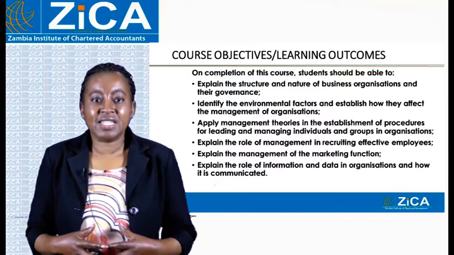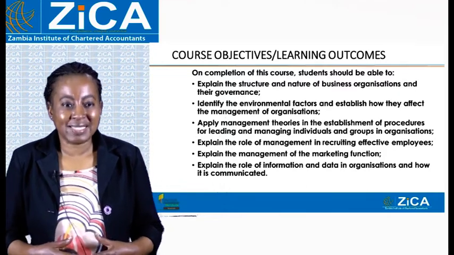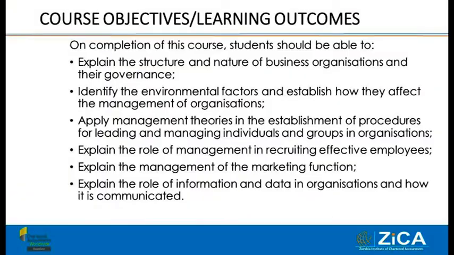What are some of the objectives and learning outcomes of this course? Upon completion of this course, students should be expected to explain the structure and nature of business organization and their governance, identify the environmental factors and establish how they affect the management of organizations, apply management theories in the establishment of procedures, and leading and managing individuals and groups in organizations. Explain the role of management in recruiting effective employees, explain the management of the marketing functions, and finally, explain the role of information and data in organizations and how it is communicated.